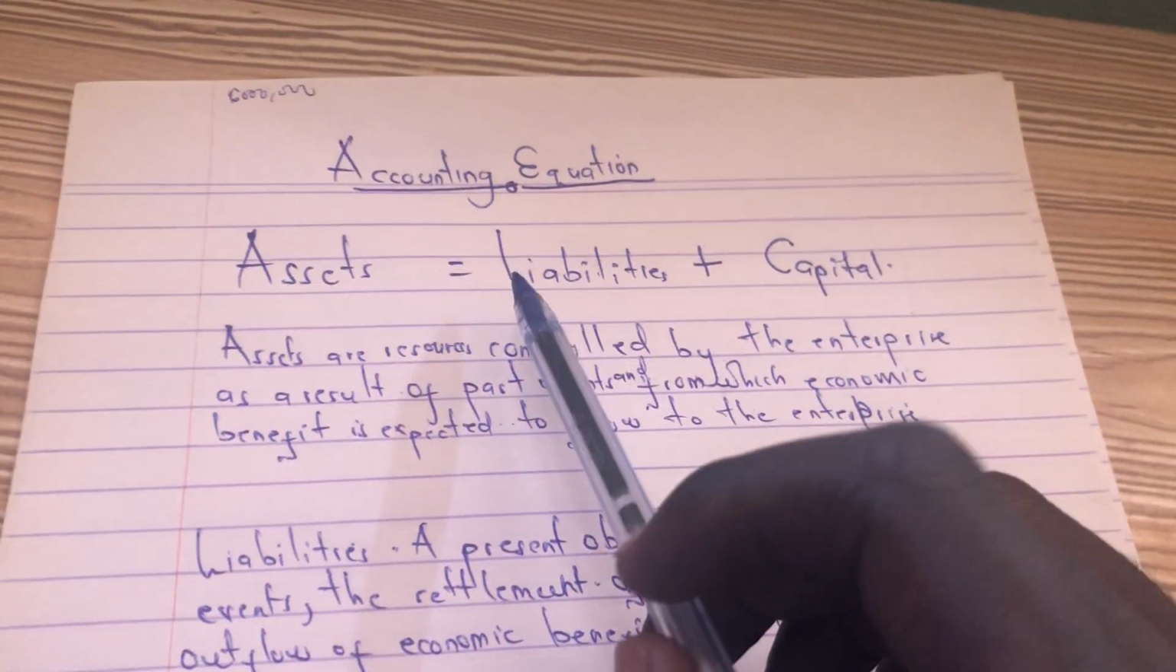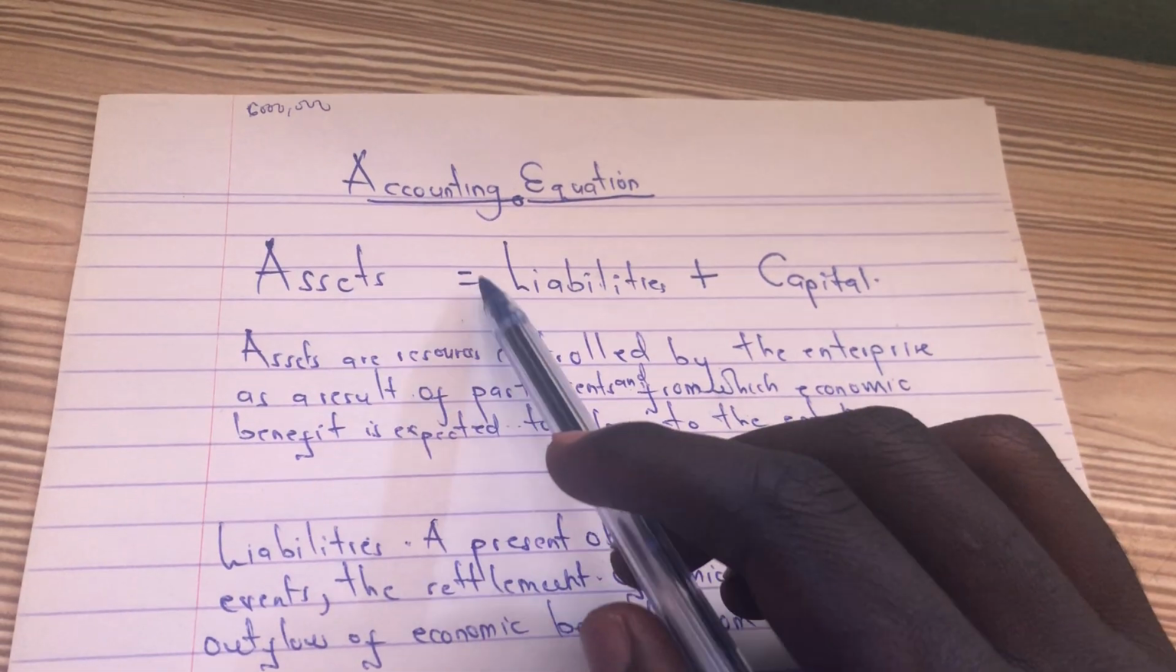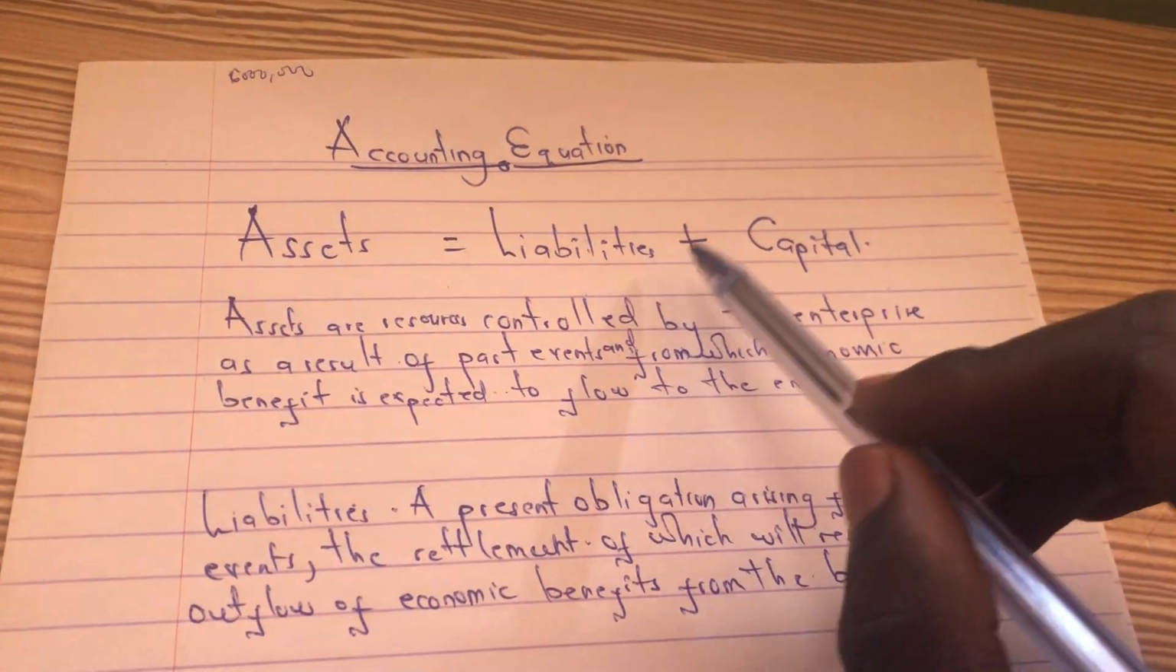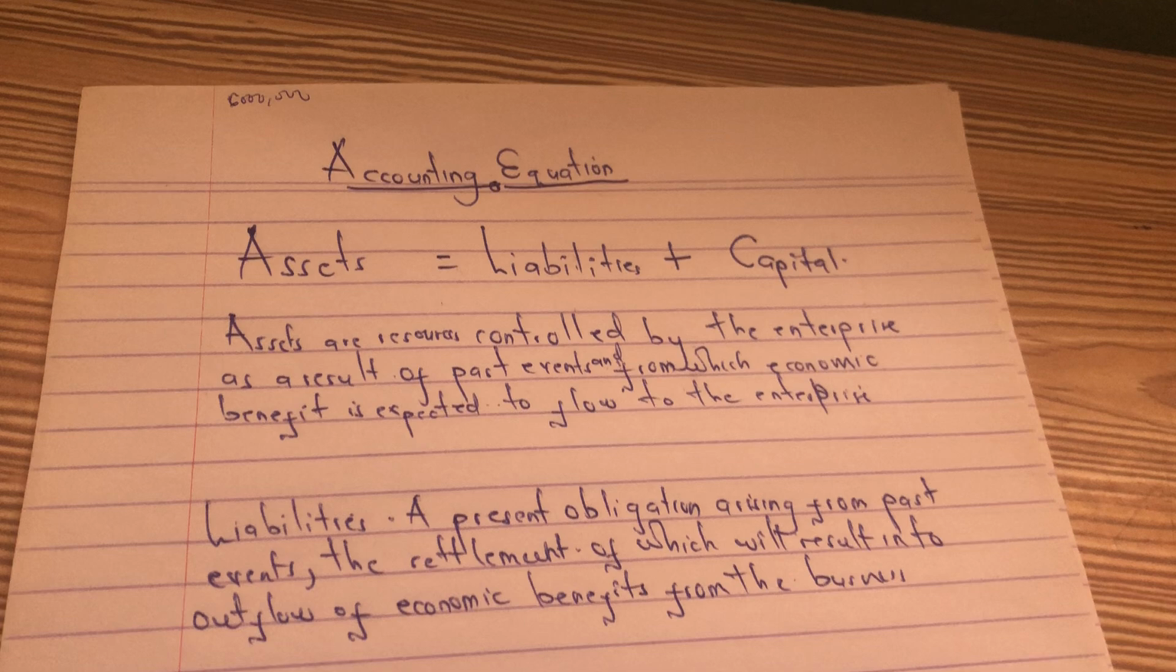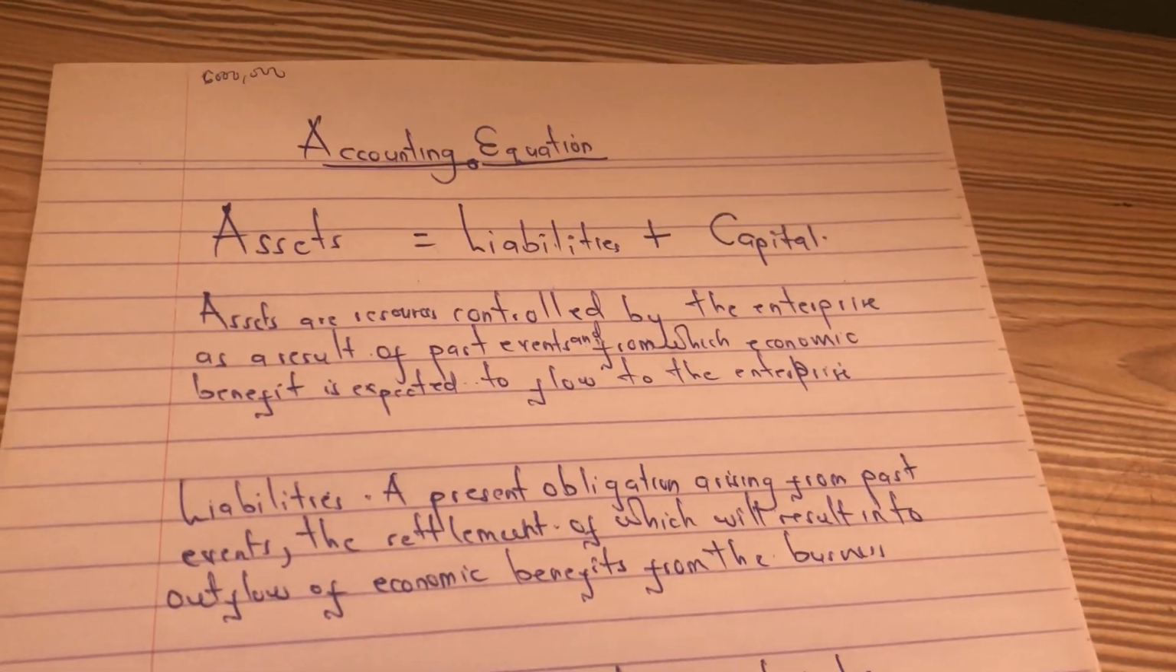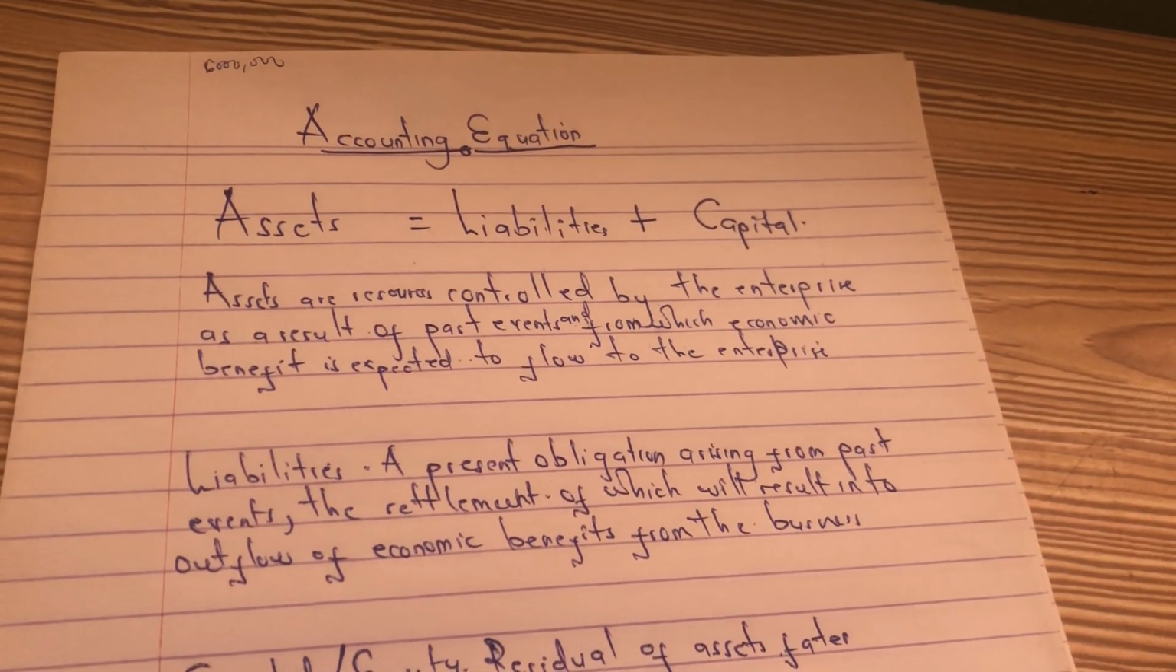This is the accounting equation. Assets equals liabilities plus capital. This capital is sometimes called owner's equity. So we are going to first know what each of these words means.